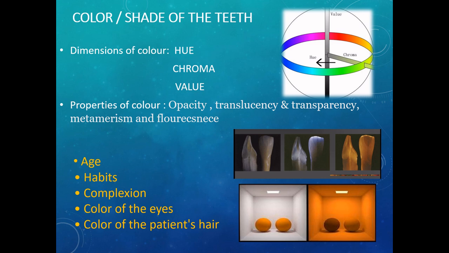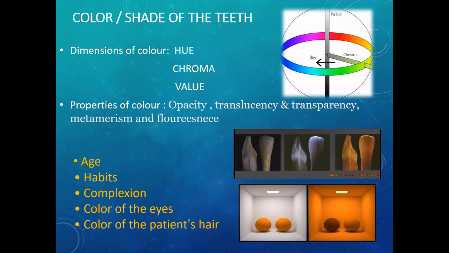Next is habits. We know that smokers, alcoholics, pan chewers, etc. have discolored teeth due to stains. So it is better to select porcelain teeth in such patients because they are not porous and they do not allow percolation. Coming to the complexion, the color of the teeth should be in harmony with the complexion of the patient, particularly the complexion of the face.